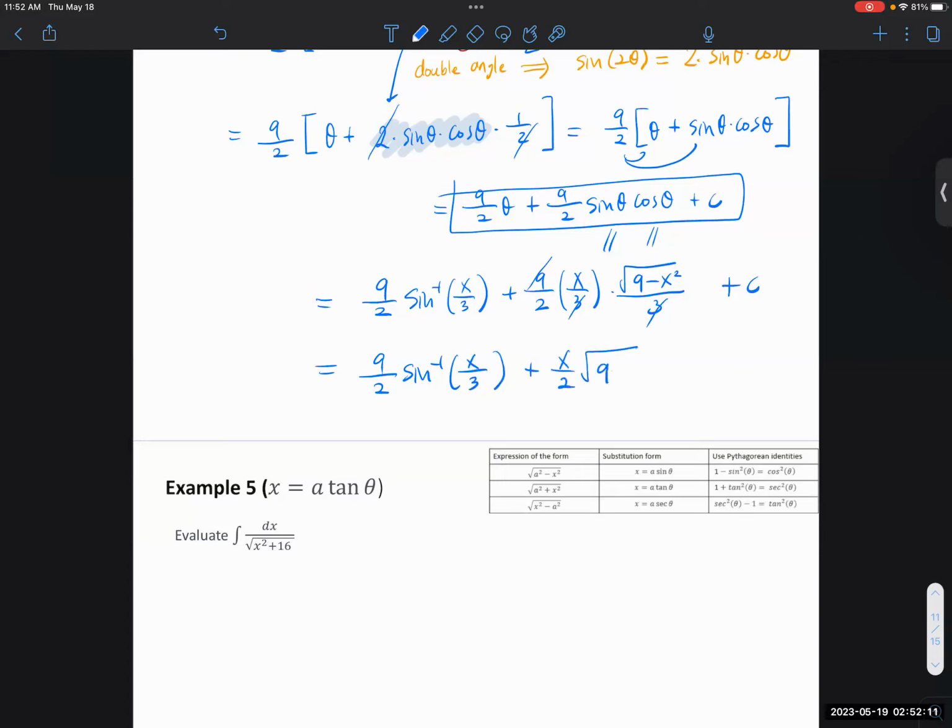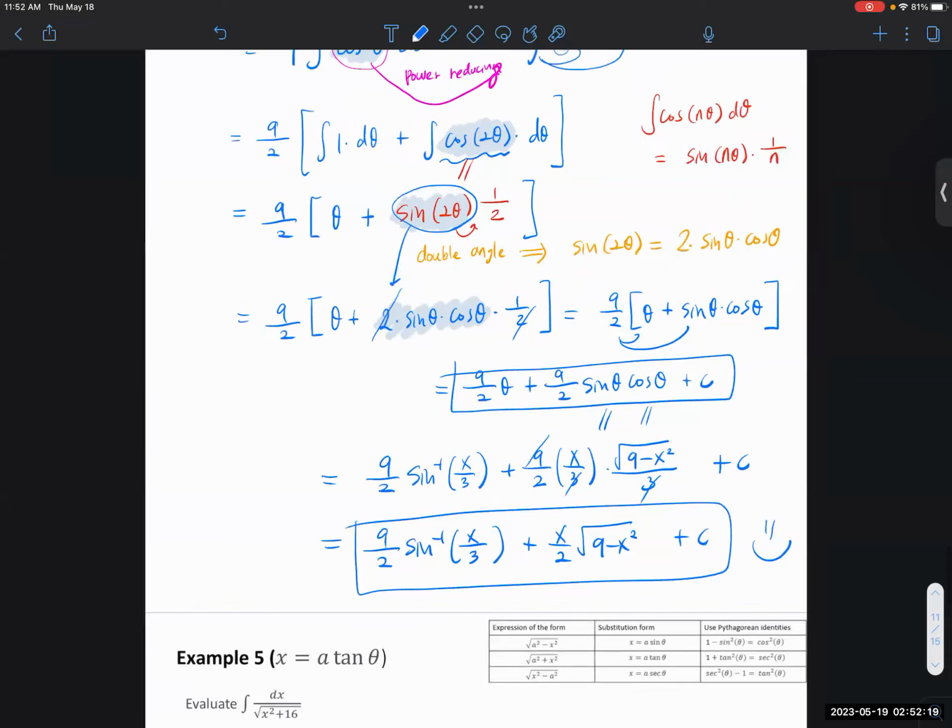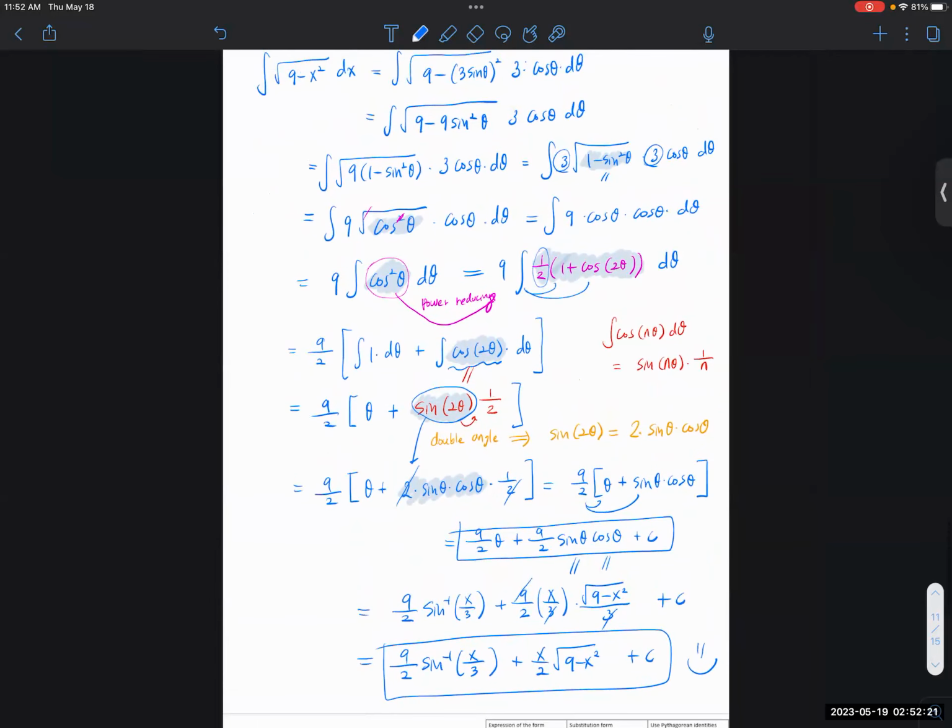x/2 radical 9 minus x squared plus c. Woohoo, we got the answer. So you see that? I'm not using any fancy technique. We keep using the same identity, either the power reducing identity or the double angle identity. We keep simplifying as much as we can.